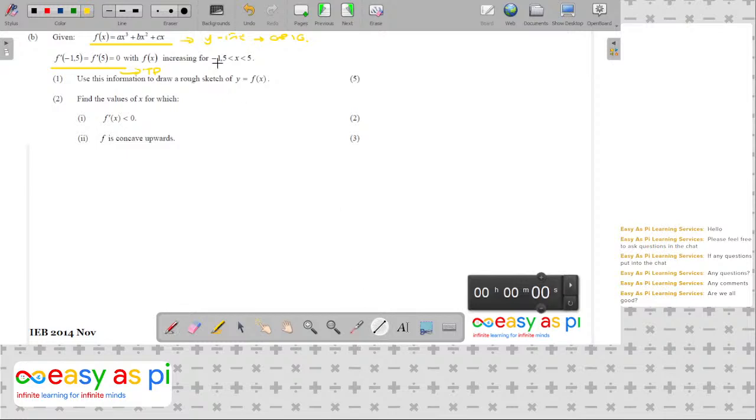And then lastly, they tell us that it's increasing between 1.5 and 5. Now, if you think about it, we have only two possible combinations. We have this, and we have this. And in this case, hopefully you've already figured out that this is going to be x is 1.5, and that's 5. Or this is going to be 1.5, and that's going to be 5.